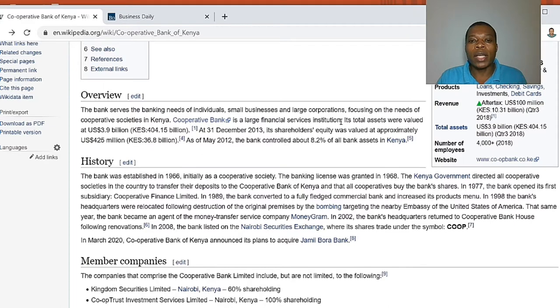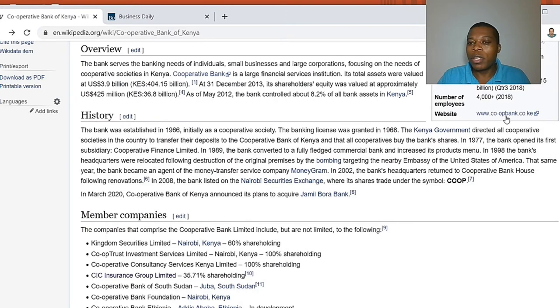So you can see it also has some kind of moat or competitive advantage when compared to the other banks in Kenya. Its total assets were valued at $3.5 billion, which is around 404 billion Kenyan shillings. As of 31st December 2013, its shareholder equity was valued at approximately $425.30 million. Actually, as I talk now, it has increased to 90 billion Kenyan shillings. As of 2012, the bank controlled about 8% of all bank assets in Kenya. Now they have increased to more than 10%, which is a positive.